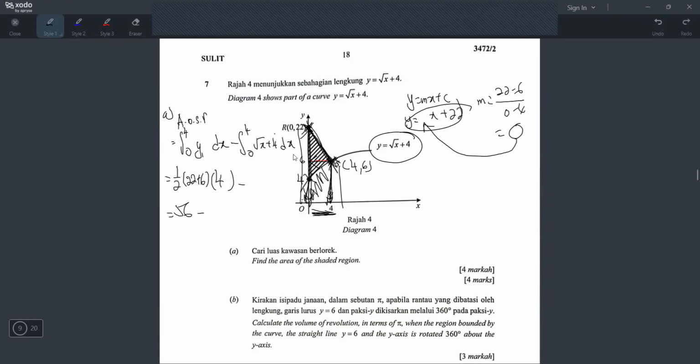Or what's the other method? The other method is to find the equation of the straight line. You do like this: 22 minus 6 over 0 minus 4. And then after you get the gradient, you put it in here, and then you have to integrate this, 4, 0. But believe me, you will end up with the same answer. Okay? Do you want me to prove it to you? Okay, I'll do it fast.